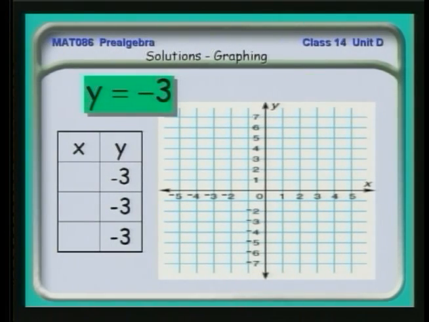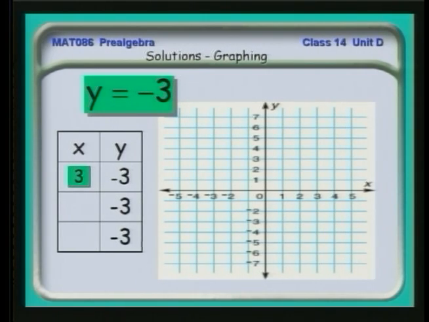Let's try this one. How about y equals minus 3? You notice I have minus 3 for all values of y because the equation forces y to be minus 3. If y were 2, that wouldn't be an equation. It would be, basically, I guess it would be, well, never mind, it wouldn't be an equation.